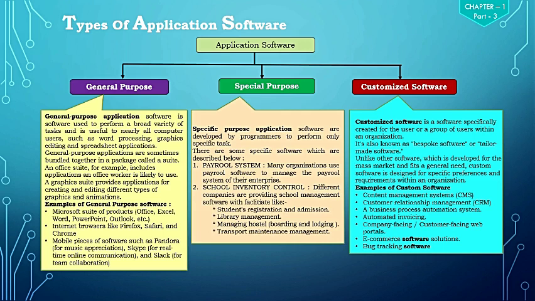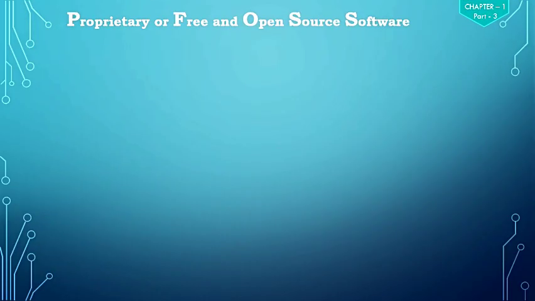So now we have covered all the different types of system software as well as application software. Moving to the next, now we will see proprietary, free or open source software. Have you heard about proprietary, free or open source software? If you have heard, what are the major differences between them? Now we will see about all these three.